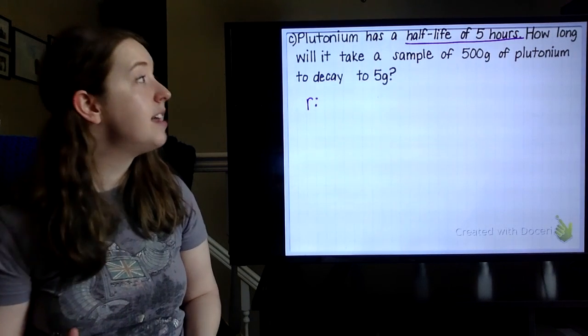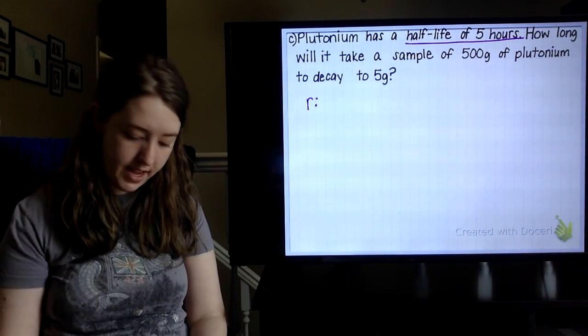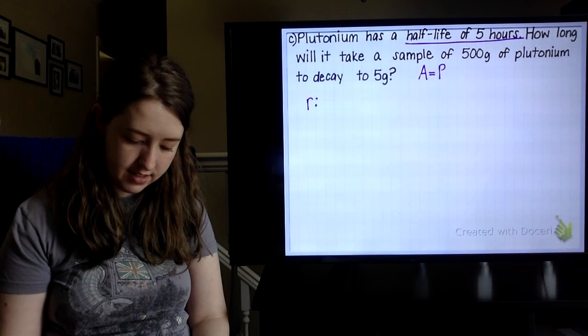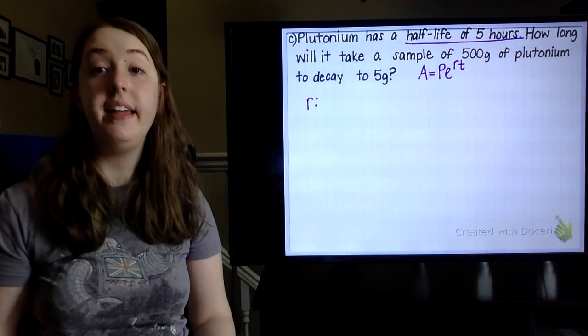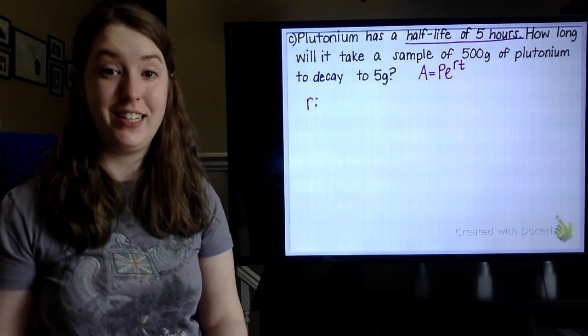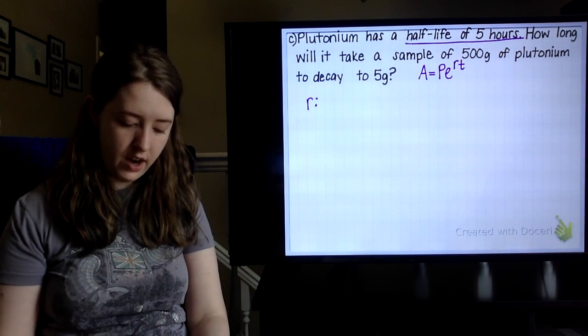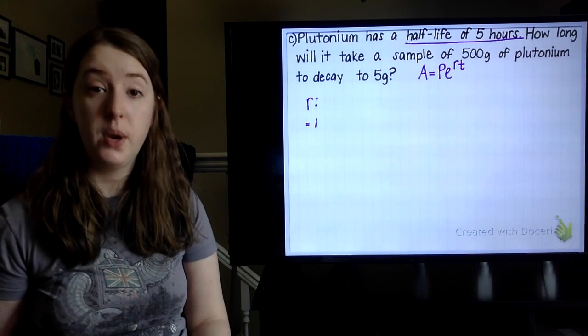Remember, since plutonium decaying is a natural thing, not a man-made process, we have to use A equals P e to the rt. So to find r, let's say we started off with 1 gram of plutonium.